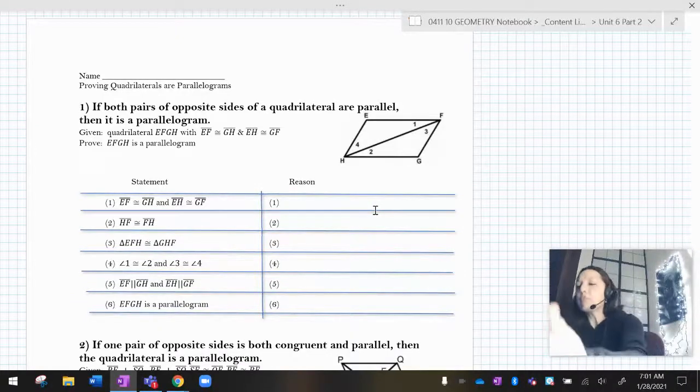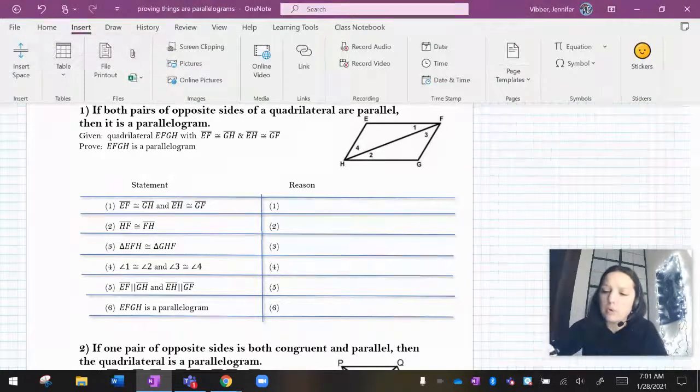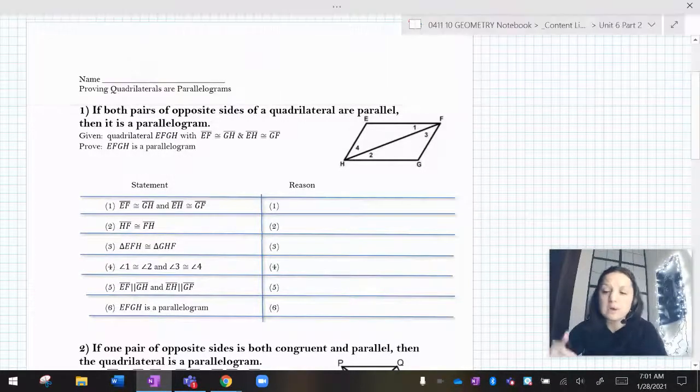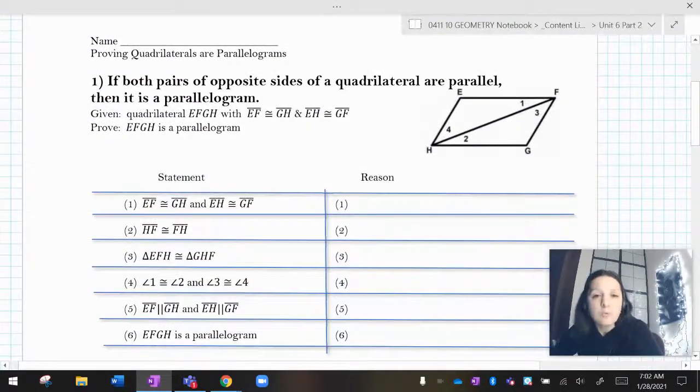Okay. So there are a couple different ways to prove that something is a parallelogram. And if you can get to a point where you have any of these different ways true, then you know you've got a parallelogram, all right? So we are working on this sheet. Hopefully you have it in front of you. And I'm going to get started.